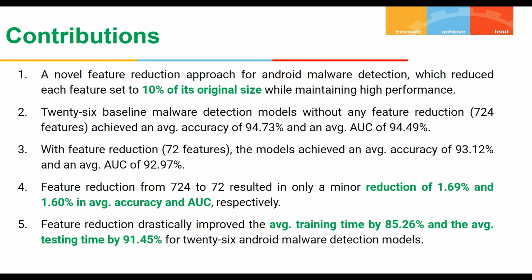With feature reduction, from 724 features to 72 features, the models achieved an average accuracy of 93.12% and an average AUC of 92.97%. So this feature reduction from 724 to 10%, that is 72, resulted in only a minor reduction of 1.69% in accuracy and 1.60% in AUC respectively, but the average training time was improved drastically by 85.26% and the average testing time was improved by 91.45% for the 26 Android malware detection models.